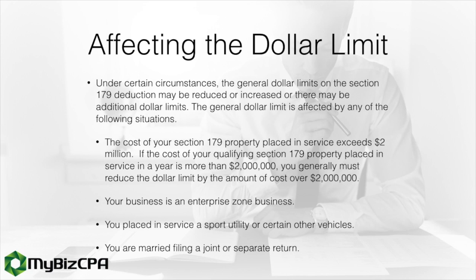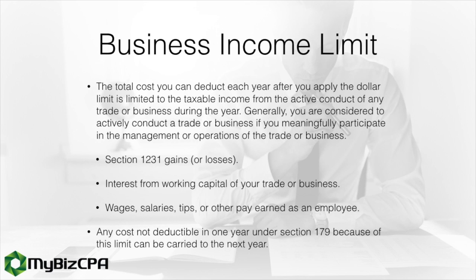The dollar limit can also be impacted by the purchase of a vehicle, your filing status, or in rare occasions, the location of your business. The total cost you can deduct in a given year after applying the aforementioned dollar limitation is further limited to the actual amount of active trade or business income you had in a given year. In the event that you had $100,000 of business income and a $50,000 wage from employment, your Section 179 deduction would be limited to $150,000.